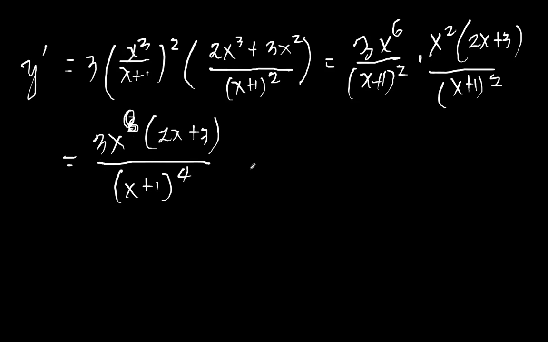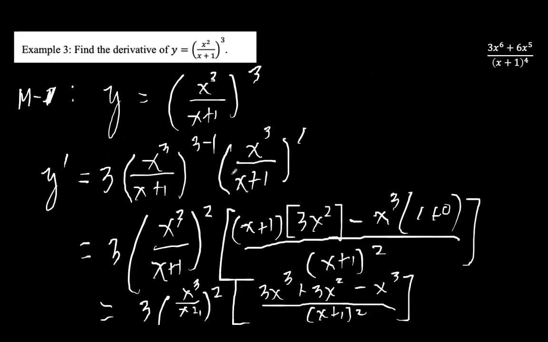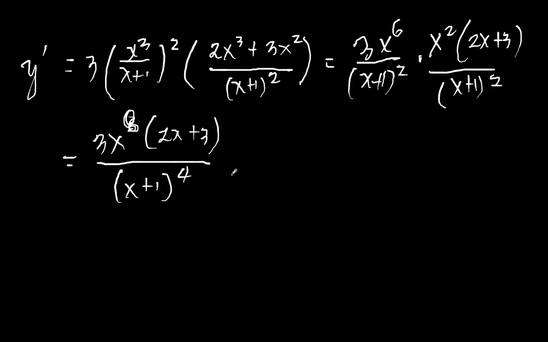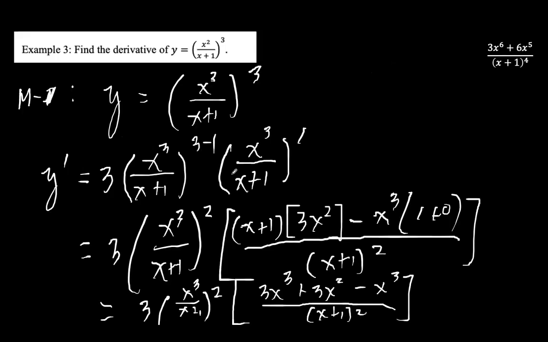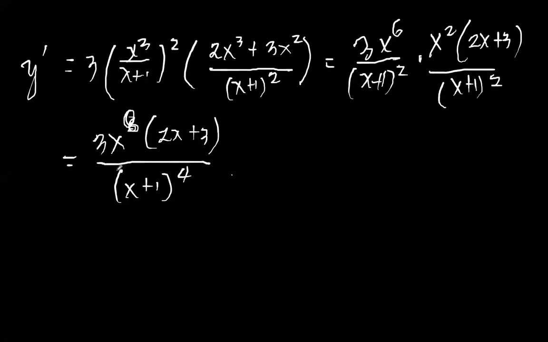3x raised to 8 times 2x plus 3. Let me just check this one. All right, so we got 3x raised to 8 times 2x plus 3 all over x plus 1 raised to 4. Okay, so this is what we got with the use of method 1.